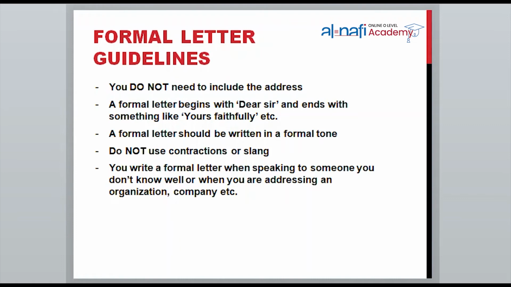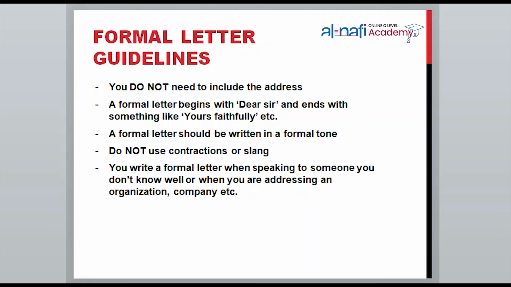Thirdly, a formal letter needs to be written in a formal tone, meaning the voice that you're speaking in. Imagine you're speaking to this very person that you're writing the letter to. How are you going to speak to them? Naturally, you're going to structure your sentences in a different way. You're going to say different words. You're going to say different types of things. So make sure that the tone of your letter is formal.